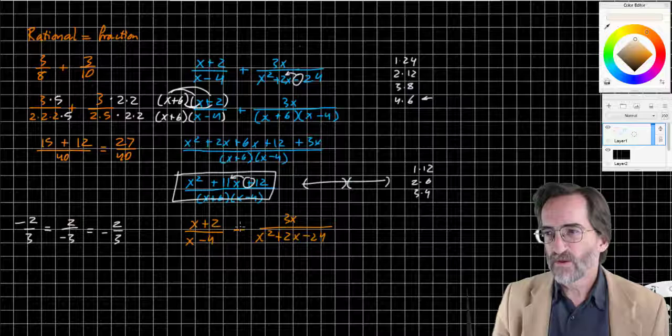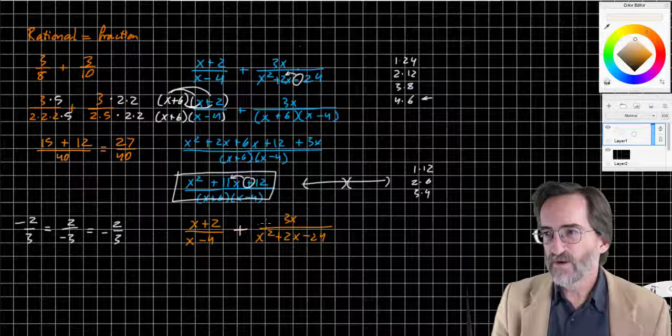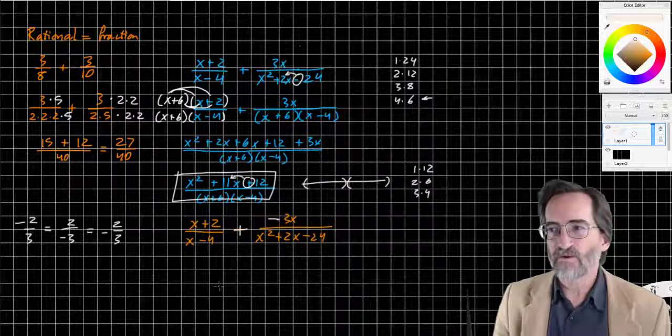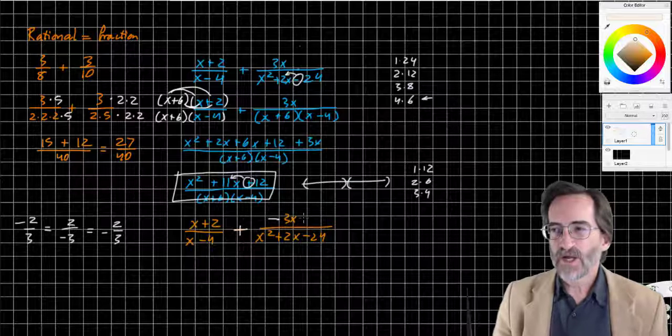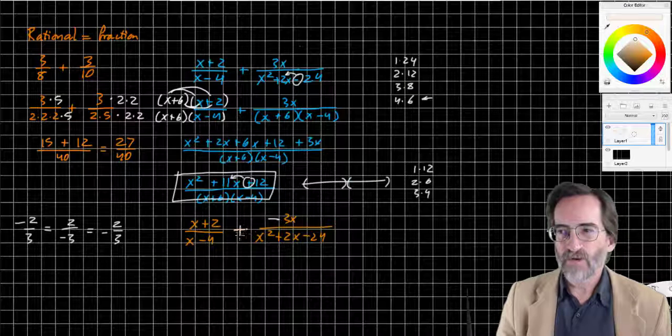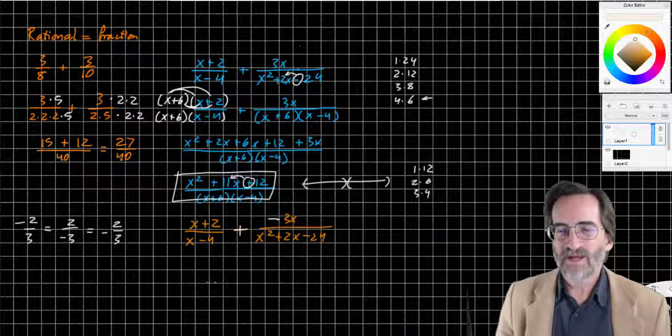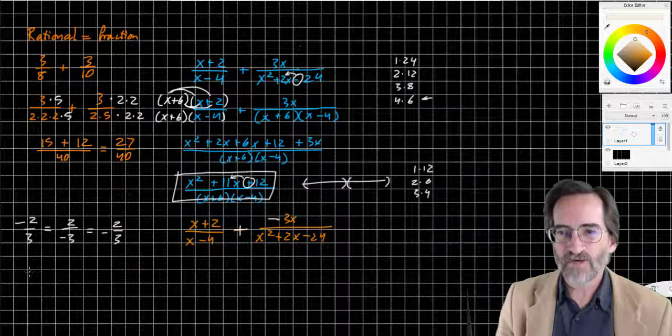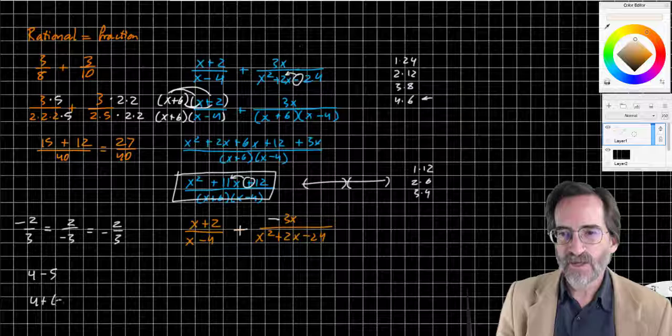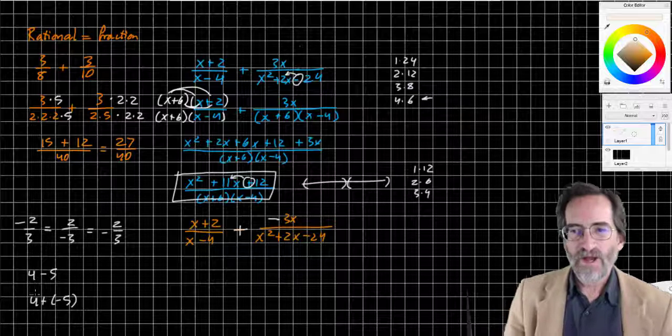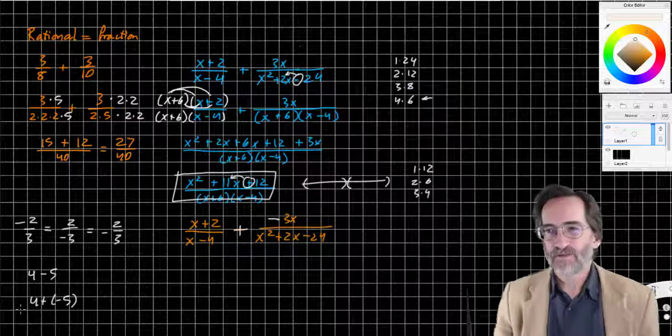So let's take this negative, turn it to a positive, and put the negative in front of the 3x. Just changing the sign on the numerator is the same as adding a negative. Because remember, when we subtract, if I had 4 minus 5, that's the same as 4 plus negative 5. Adding a negative is the same as subtracting.